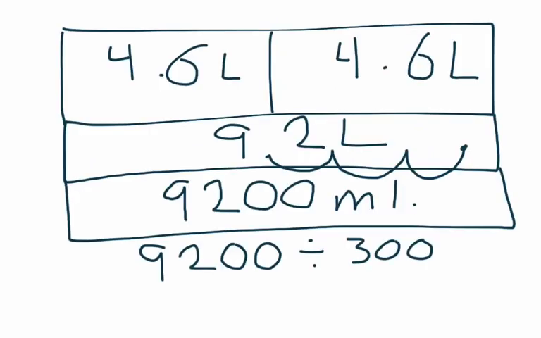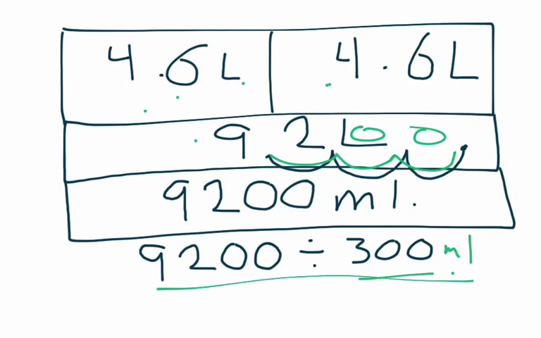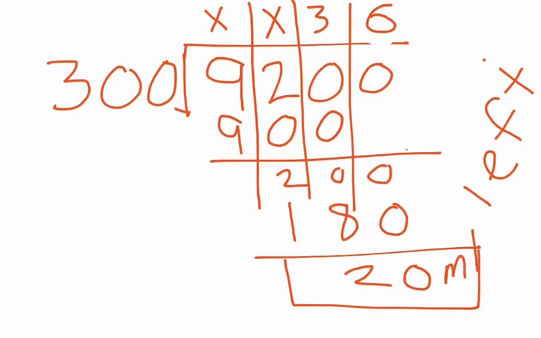I have 2 batches, so I did a part whole model. That's my part, this is my whole. I end up with 9 2/10 liters. I convert that into milliliters because each bottle is holding 300 milliliters. So I end up with 9,200 milliliters by shifting the decimal point over, multiplying by 1,000, because changing from liters to milliliters is a factor of 1,000. And then I end up with the problem 9,200 divided by 300.